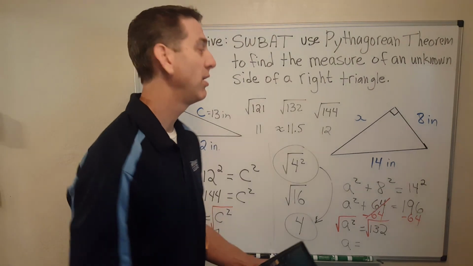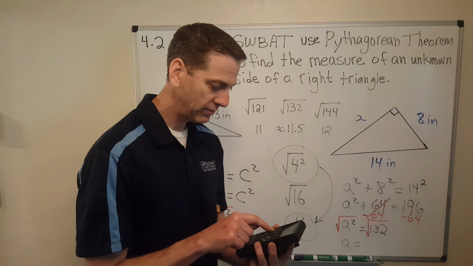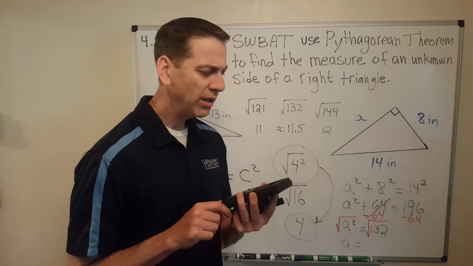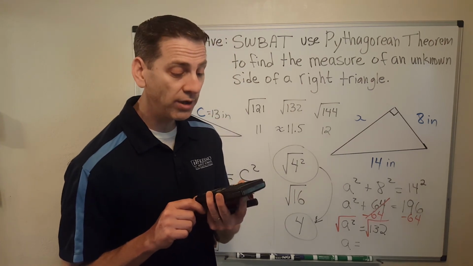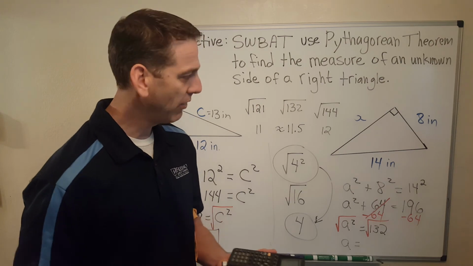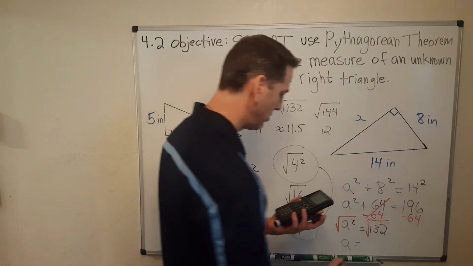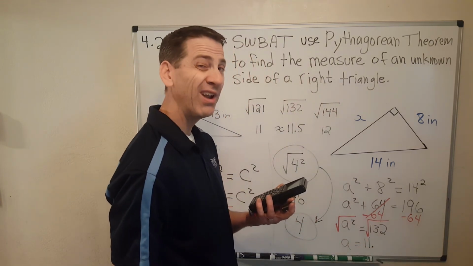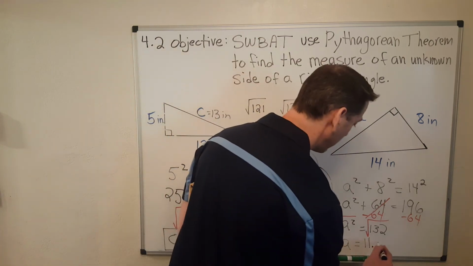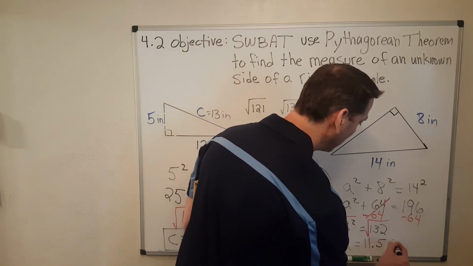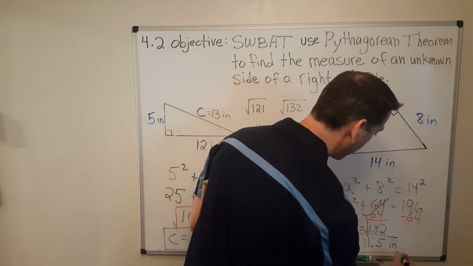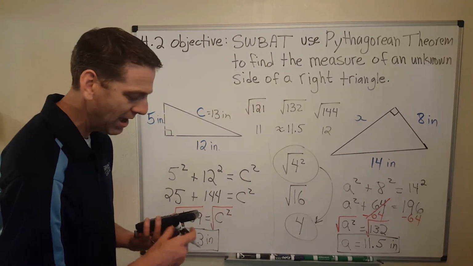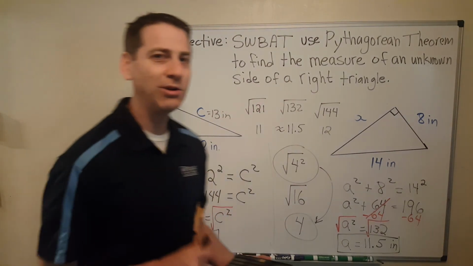Let's see how close our approximation is. The square root of 132 is 11.4891252931. So how about we round that to 11? Want to do 11.49? How about we just round it to 11.5? 11.5, and that's inches. All right? And that was right on with my estimate. All right, 11.5.